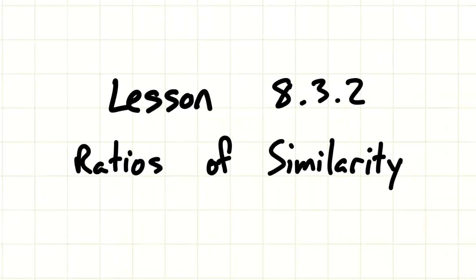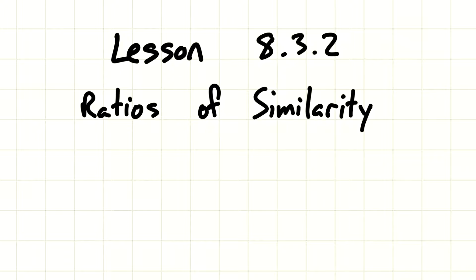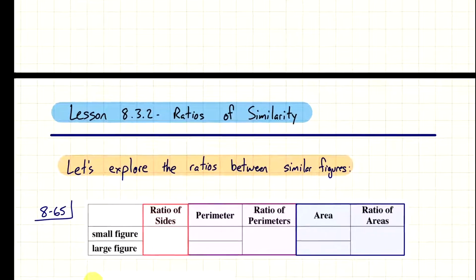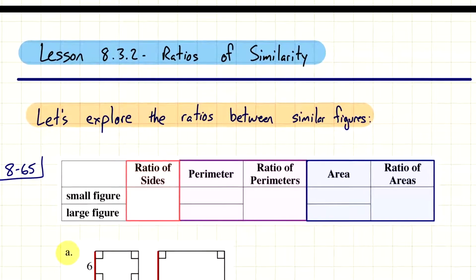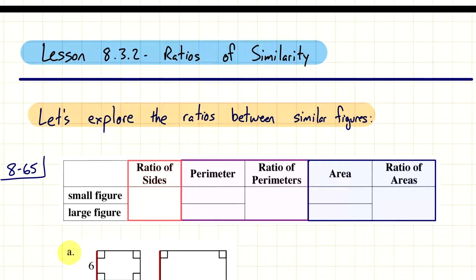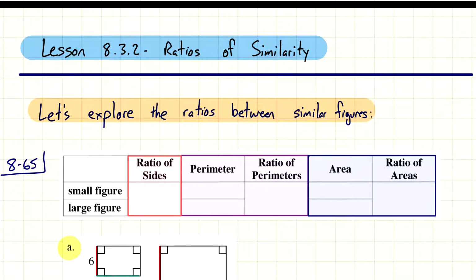Hey everyone, this is lesson 832, Ratios of Similarity. On the previous lesson we talked about area ratios. We're going to explore a little bit more of that today in this lesson, and we're going to add perimeter ratios as well.